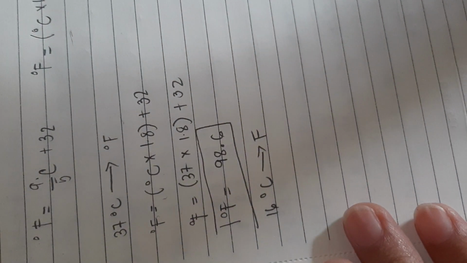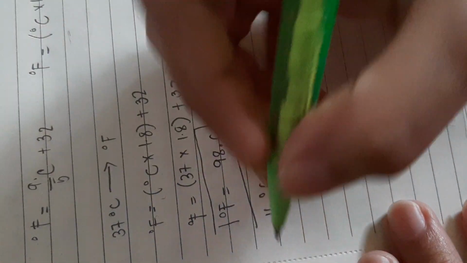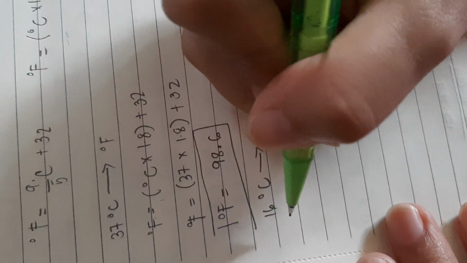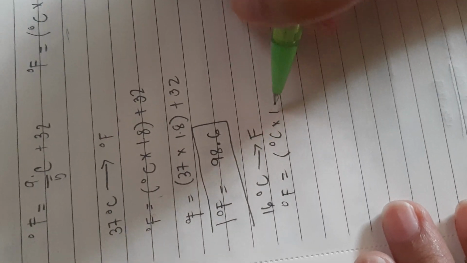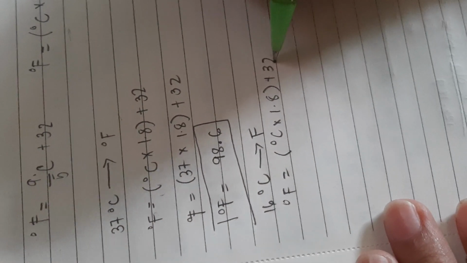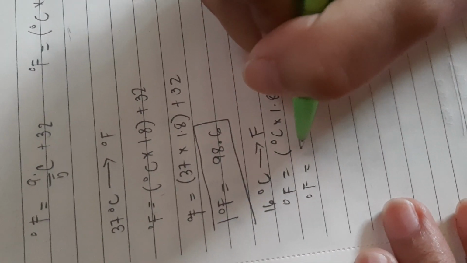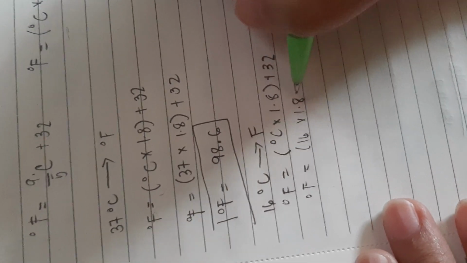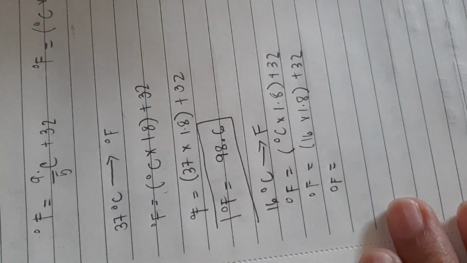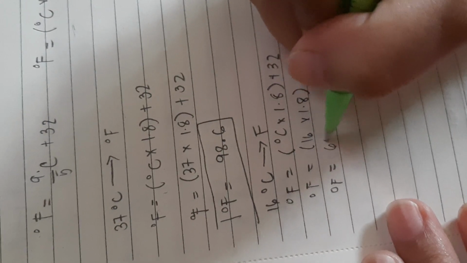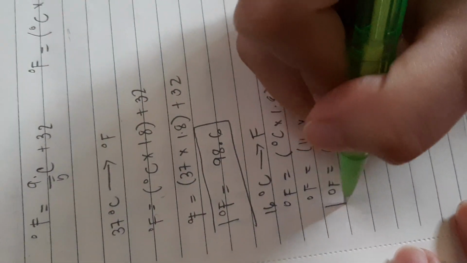So wait, my pencil is not really working that well. Okay, so we have degrees Fahrenheit is equal to degrees Celsius times 1.8 plus 32. Then we copy: degrees Fahrenheit is equal to 16 times 1.8 plus 32. So degrees Fahrenheit should be equal to, you can compute it on your own, 60.8. So the conversion of 16 degrees Celsius to Fahrenheit is equal to 60.8.